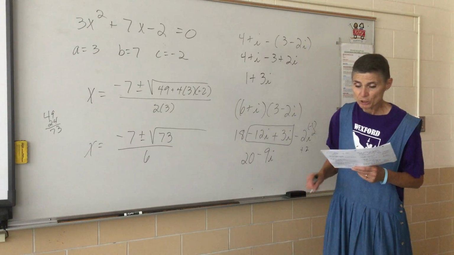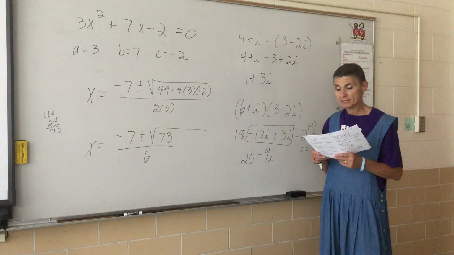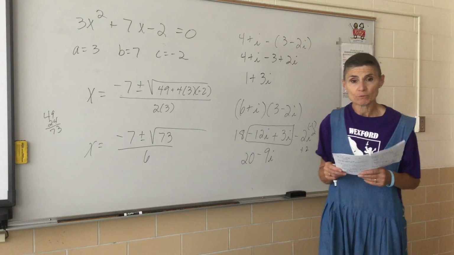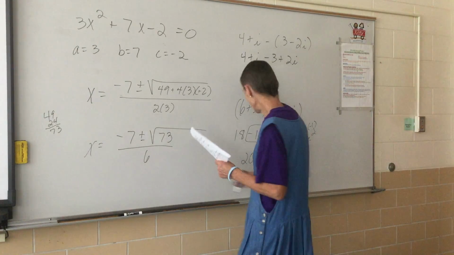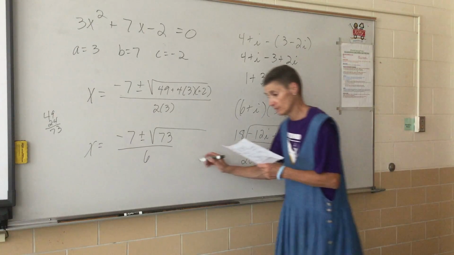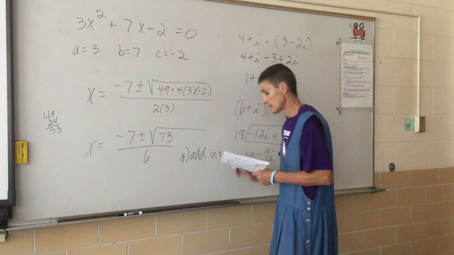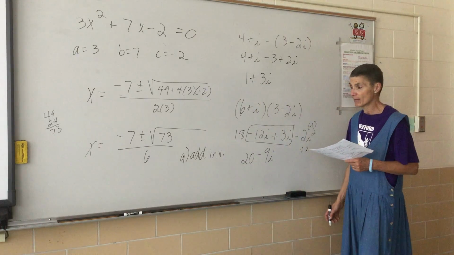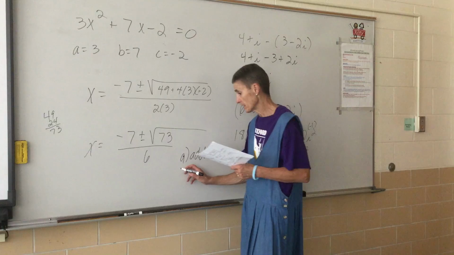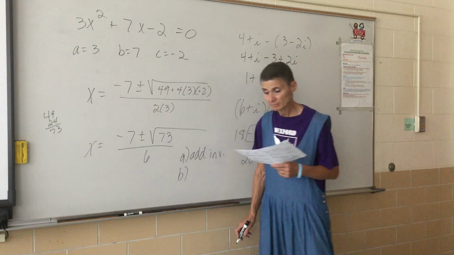Number 3 says which property? All right, you can do this. 3 plus negative 3 is 0. That is the additive inverse. Additive inverse. They cancel out and make 0. That's the additive inverse. Now, check out B.